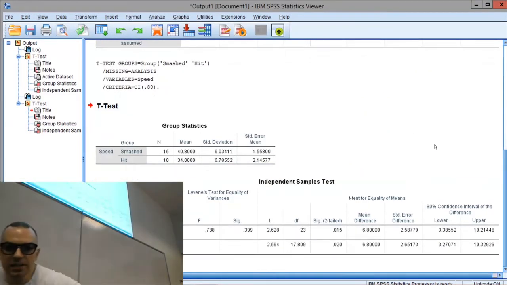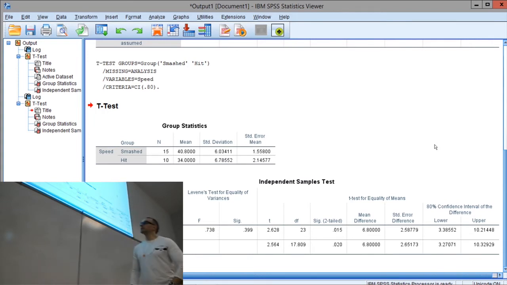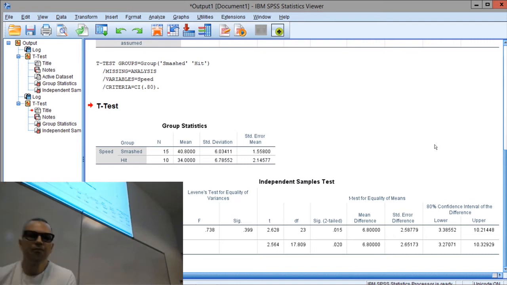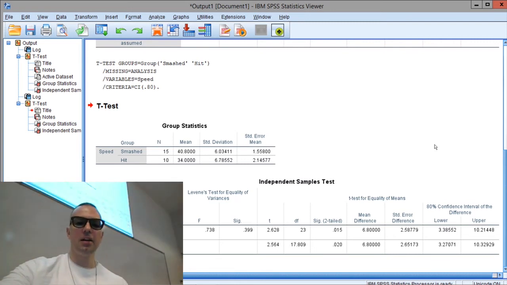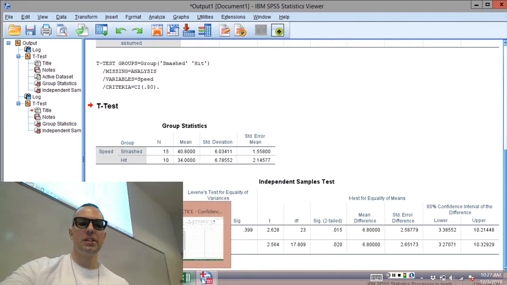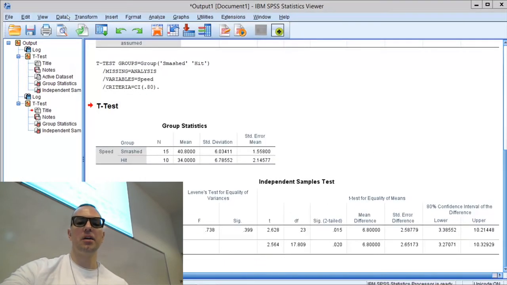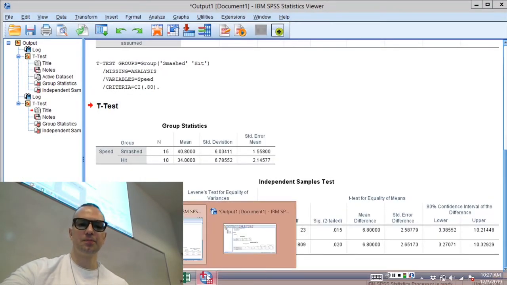And notice SPSS has calculated a new confidence interval, this time an 80% confidence interval of the difference, and very nicely labeled. So SPSS is being very friendly and letting you know, just in case you forgot what percentage you put in there. Maybe even if you had a typo, it'll let you know that you have, this time, an 80% confidence interval. And let's finish off this analysis. So the last one we wanted was a 99% confidence interval. And these are the three typically most common confidence intervals.